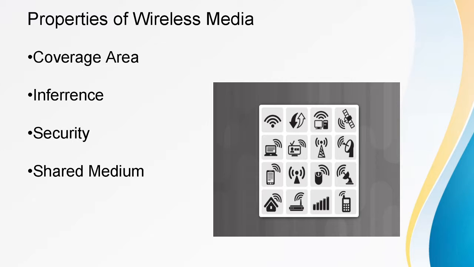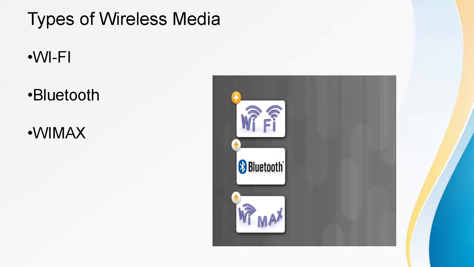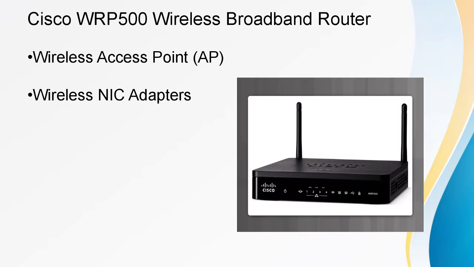Properties of wireless media. There's the coverage area, interference, security, and shared media. Types of wireless media. We are familiar with Wi-Fi and Bluetooth, and we are not familiar with WiMAX. Cisco WRP500 wireless broadband router, a sample of a broadband router. As a wireless access point, AP, wireless NIC adapters.